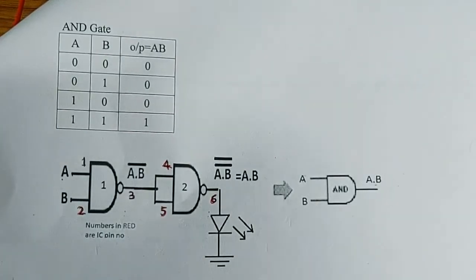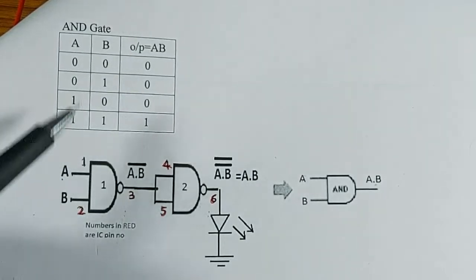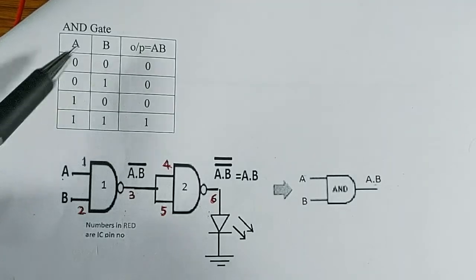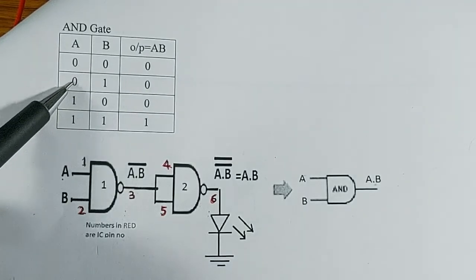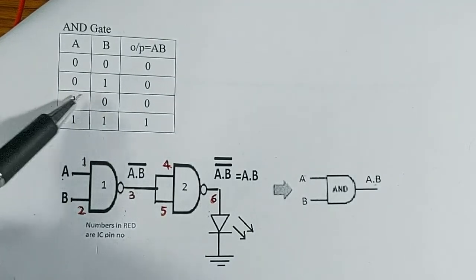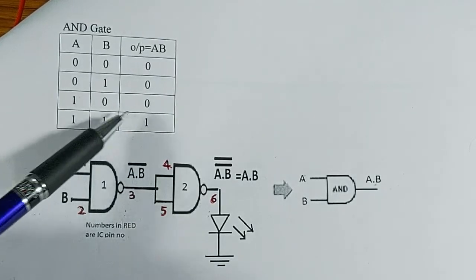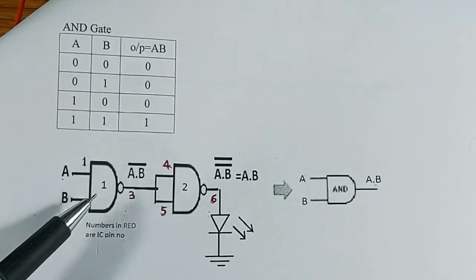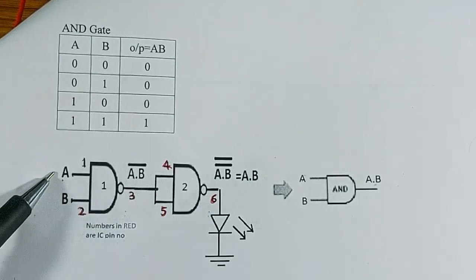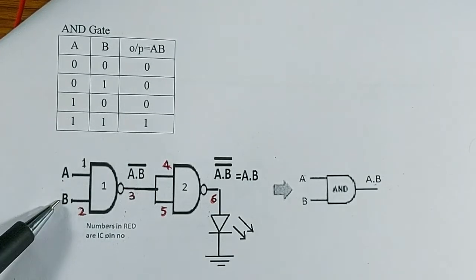Now we construct an AND gate using NAND gates. The truth table: A equal to 0, B equal to 0; A equal to 0, B equal to 1; A equal to 1, B equal to 0, the output is 0. And when A equal to 1, B equal to 1, the output is 1. For the first NAND gate, pin number 1 is A, and pin number 2 we put as B.